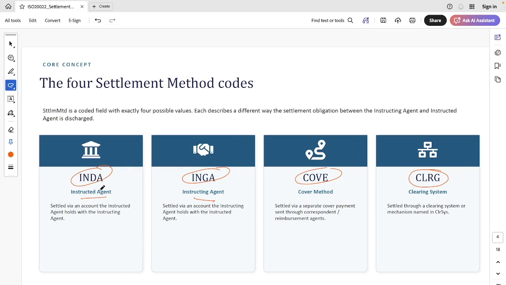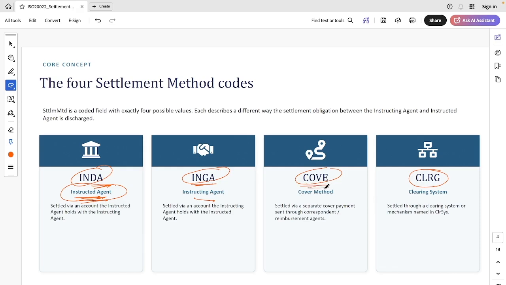Now INDA means settlement is done via the instructed agent. That means in this settlement method, INDA, it uses an account that the instructed agent holds with the instructing agent. INGA means settlement is done via the instructing agent. Here, the instructing agent uses an account it holds with the instructed agent.